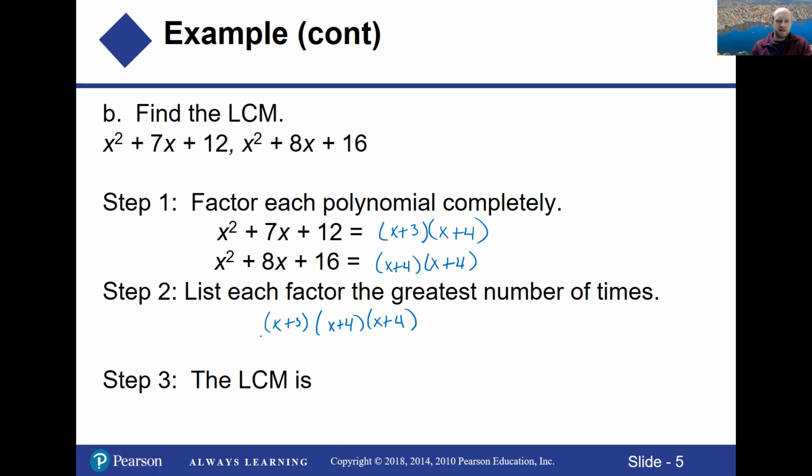And then from there, we can say what our LCM is. And that's just the same thing, x plus 3. You could write this all out like this. Or you could say that it's x plus 3 times x plus 4 squared. Either way would work.